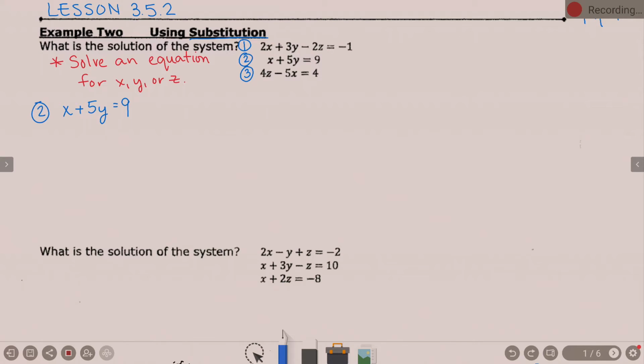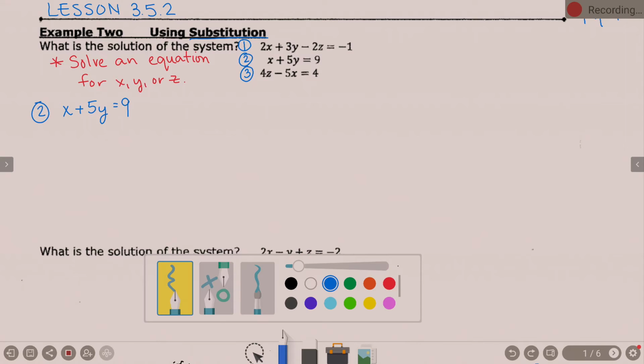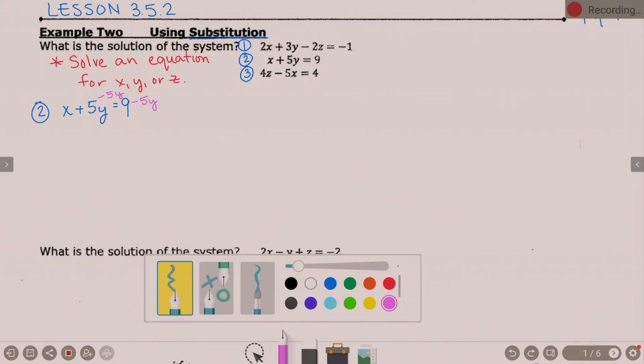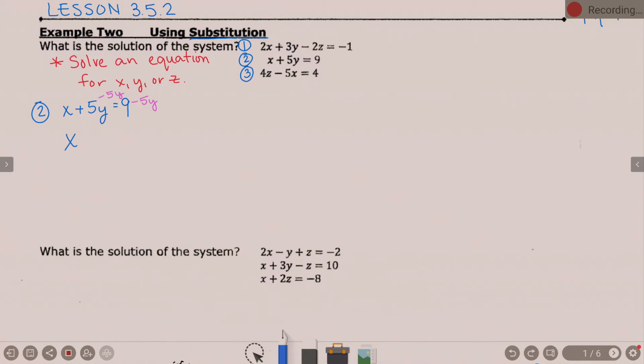How do I solve this equation for x? If it's x plus 5y, to move that plus 5y, we're going to subtract 5y. So, if I subtract 5y here, I'm going to subtract 5y there. Rewrite your equation now. We're going to have x, 5y's cancel, equals, what do you guys want to say x is equal to? Minus 5y.